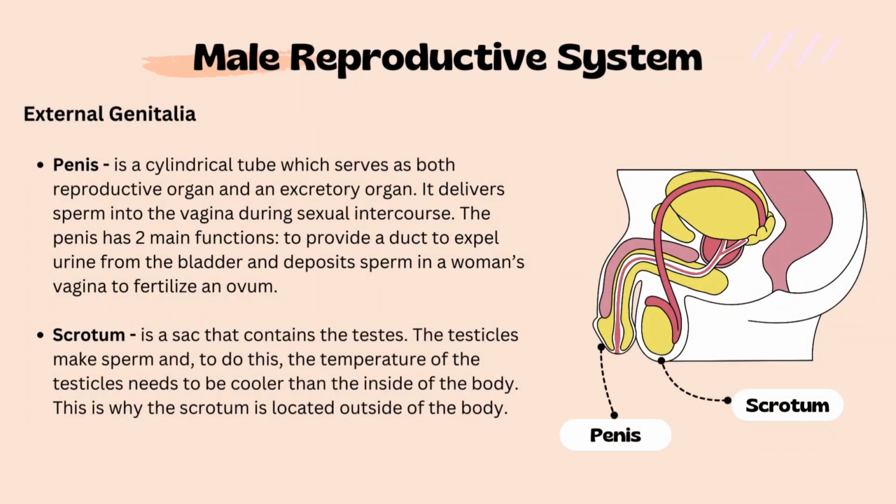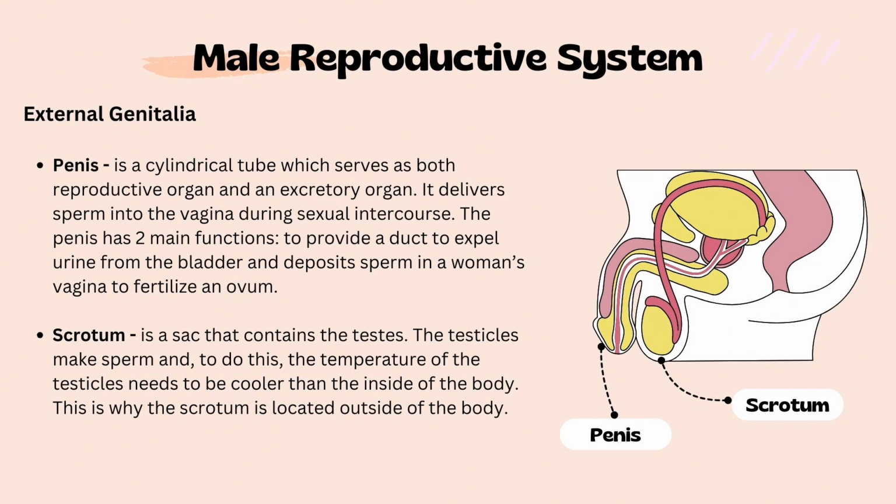External genitalia. The penis is a cylindrical tube which serves as both a reproductive organ and an excretory organ. It delivers sperm into the vagina during sexual intercourse. The penis has two main functions: to provide a duct to expel urine from the bladder and to deposit sperm in a woman's vagina to fertilize an ovum.